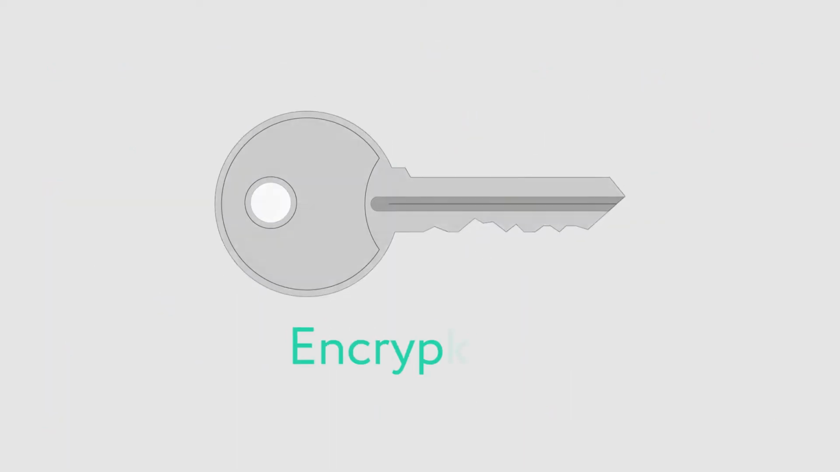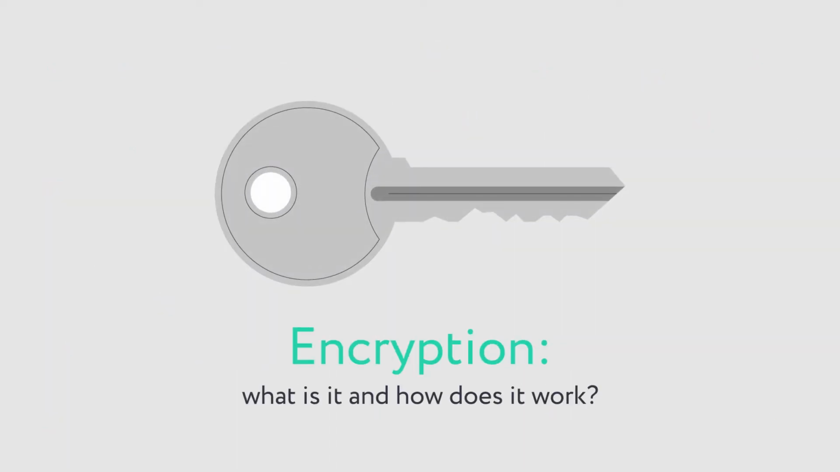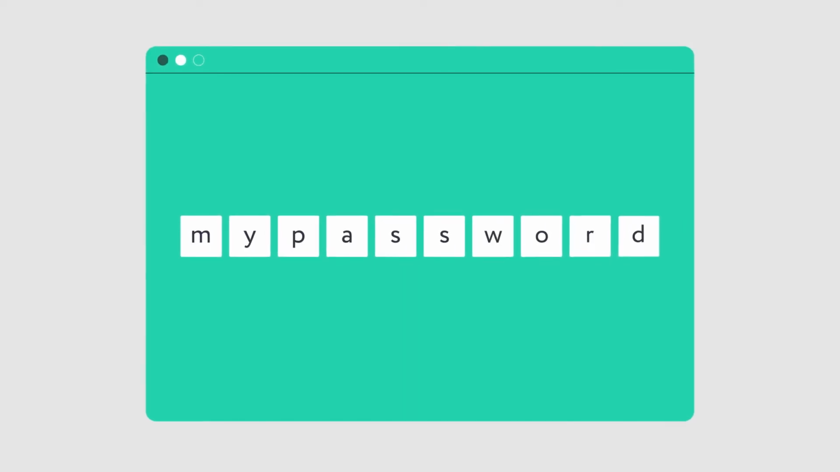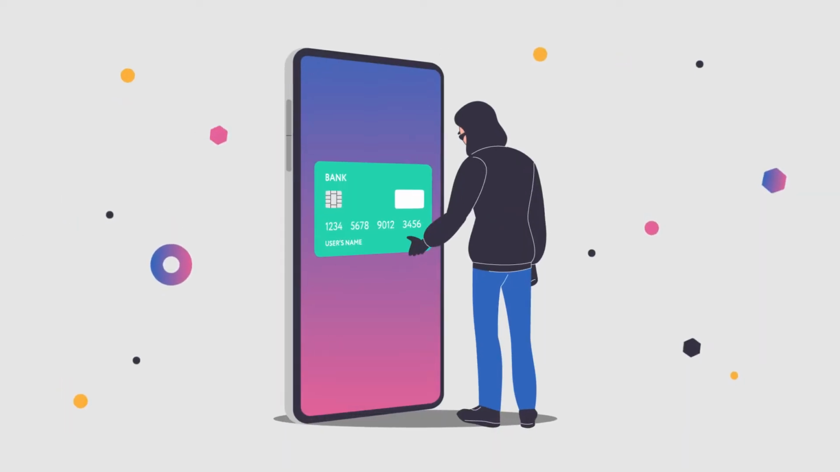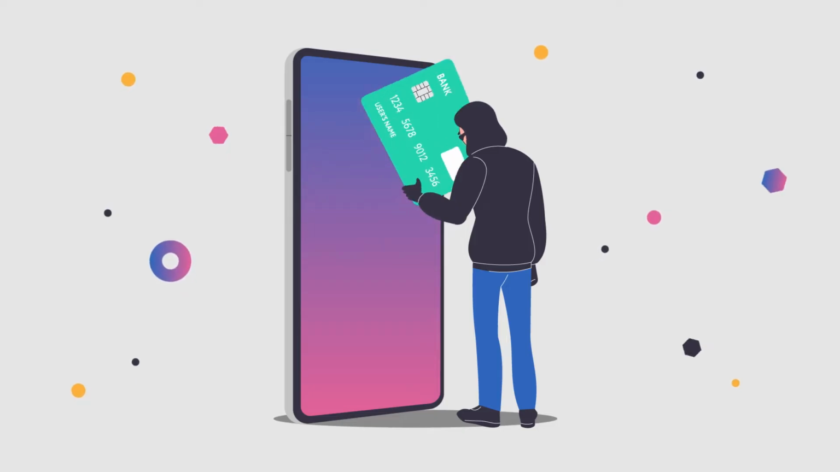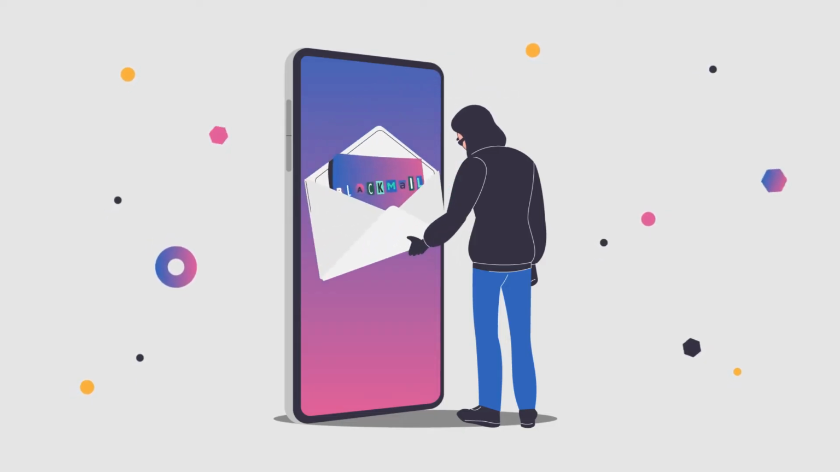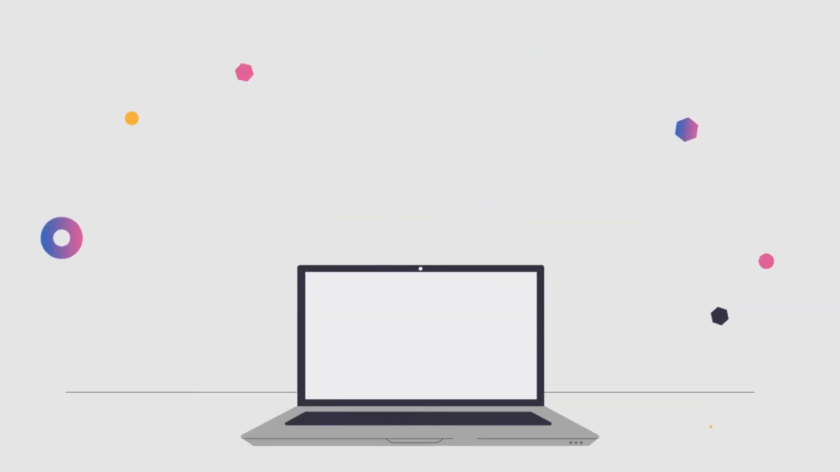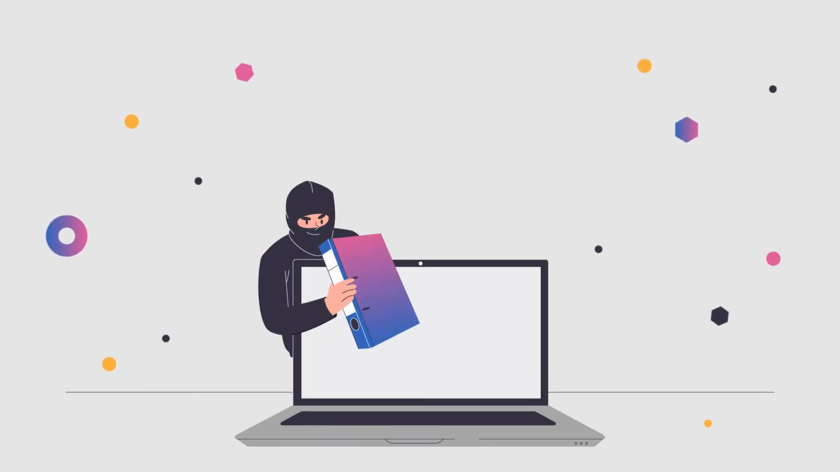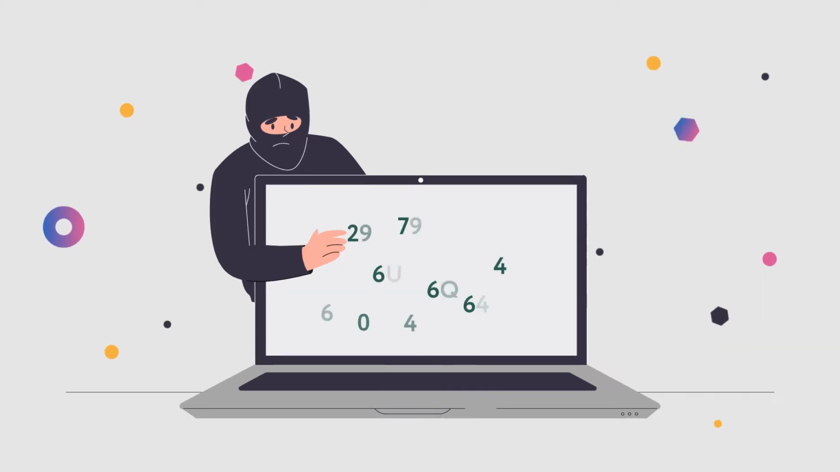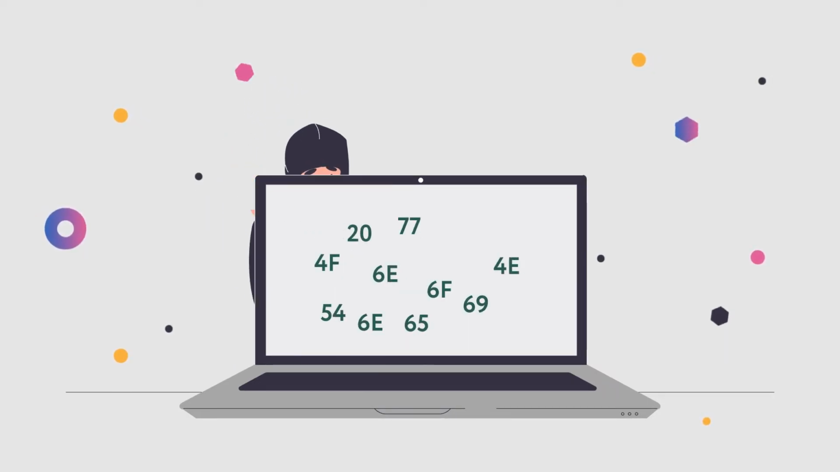Encryption. What is it and how does it work? In the simplest terms, encryption means converting readable data into code. Why is encryption needed? Because cybercriminals want data so they can use it to steal or extort money from victims, or somehow use it against them. Data can be stolen when transferred across the internet or when stored on a device. To prevent this, you can use encryption software or hardware to secure data.